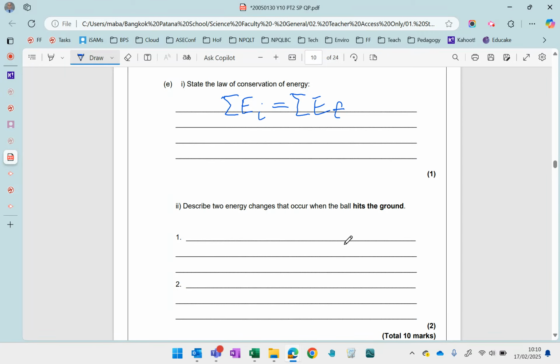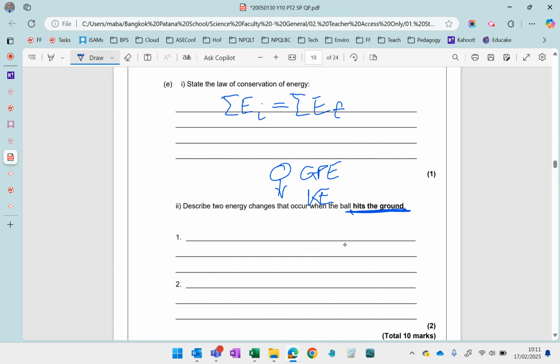Two energy changes that occur when the ball hits the ground. Now, look, they've put this in bold, so this is important, right? So we're not talking about as the ball is falling. As the ball is falling, then its GPE store, when it's at the top, is changing into a kinetic energy store as it falls, all right? But this is the point where it hits the ground, okay?